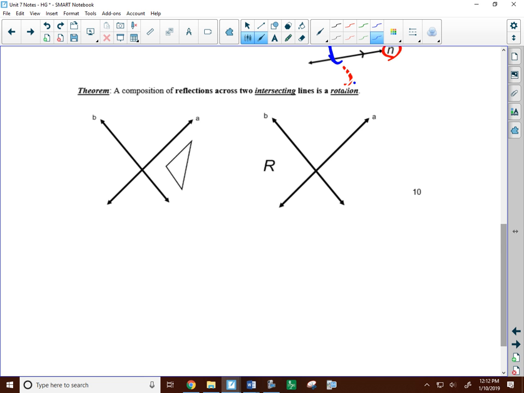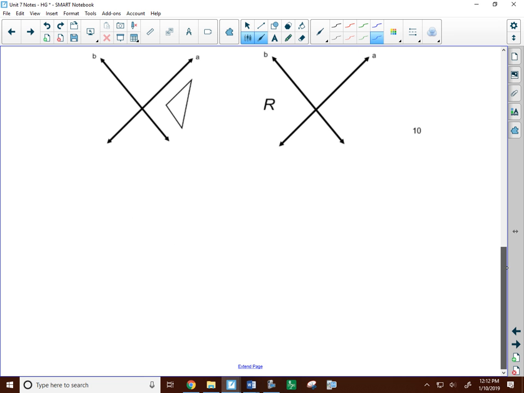So the second one is this. Here, look at the triangles first. Let's actually just do this one. So this time I'm going to reflect around intersecting lines. So I'll start with the triangle, and I'm going to reflect it over line N. Or not N, A. So I reflect it over line A. Looks roughly like that.